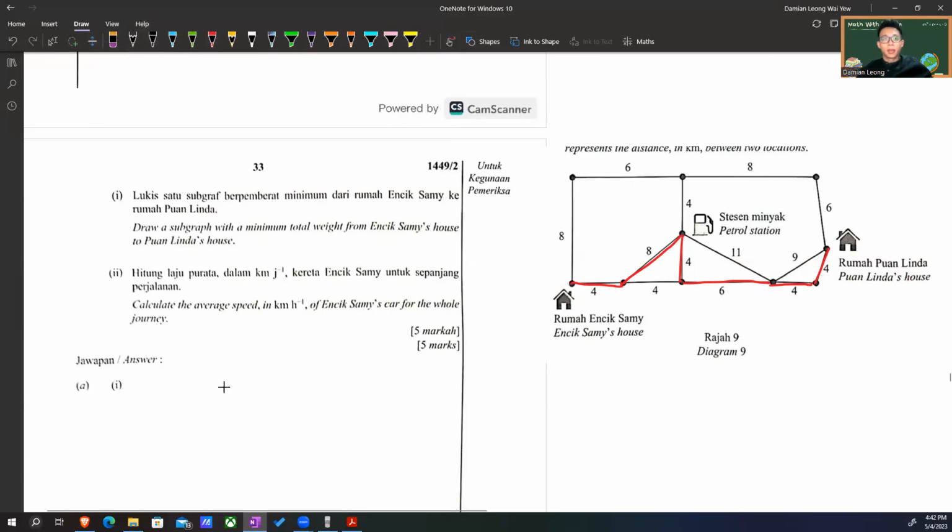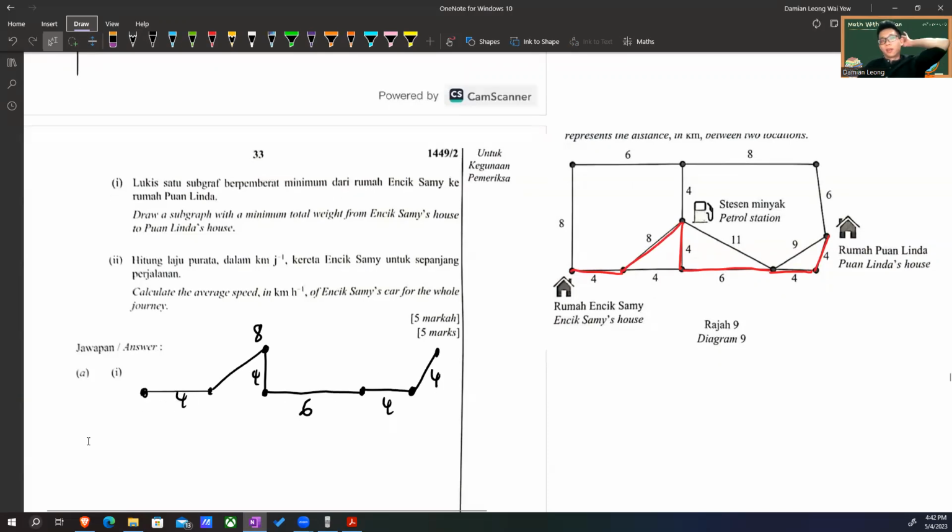So draw that part out. It starts 4, goes up 8, down 4, to the right 6, to the right some more 4, and up 4. Yeah, use a ruler to draw.